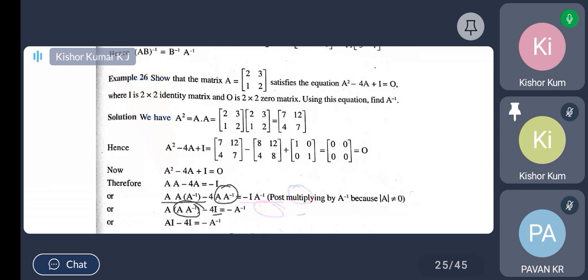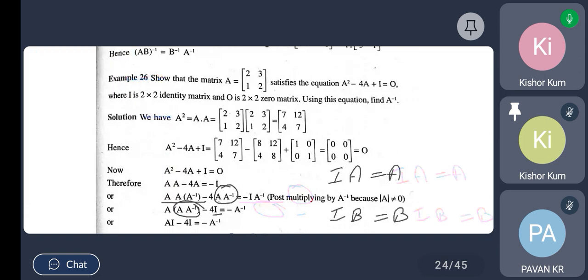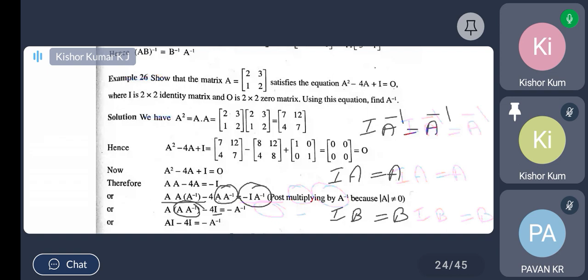And one more thing, whatever matrix you multiply with the identity matrix, you will get the same matrix that you multiplied. For example, I into A will give A, or I into B will be B. So in the same way in RHS, we have I into A square, it is going to give A square, and you consider the negative sign as it is.